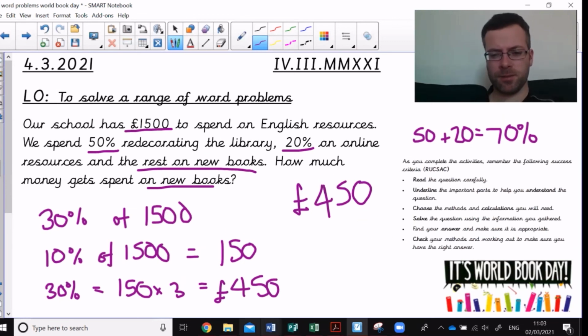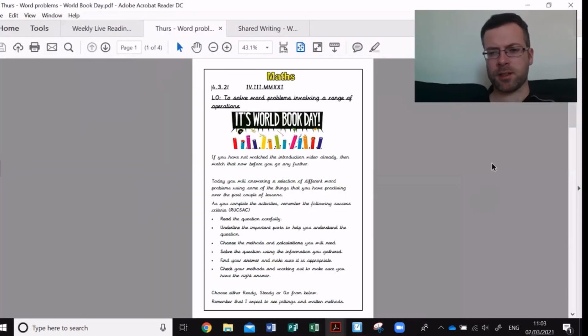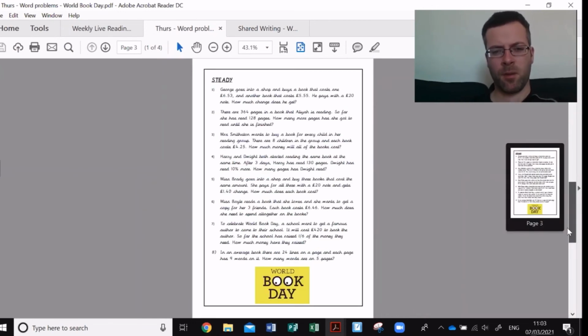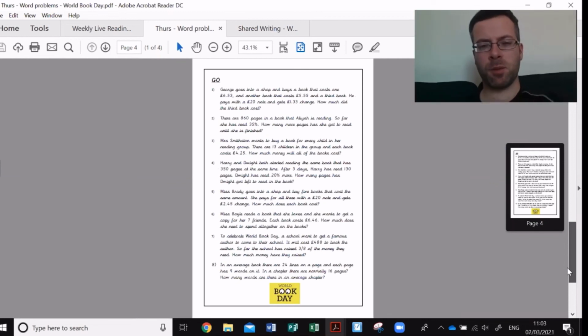So Year 6, your task today. Let me quickly get up the problems. So you've got an introductory page that looks like that, and then you've got a ready with 8 word problems, a steady with 8 word problems, and a go with 8 word problems. Choose the one that's going to be most appropriate for you.